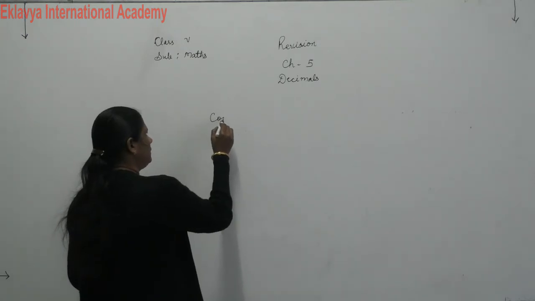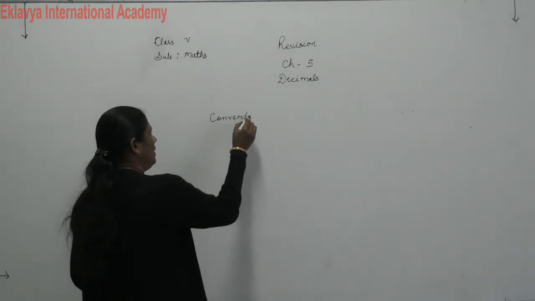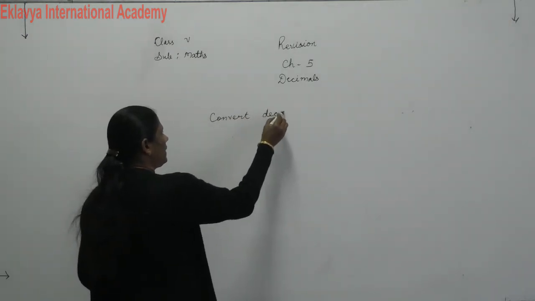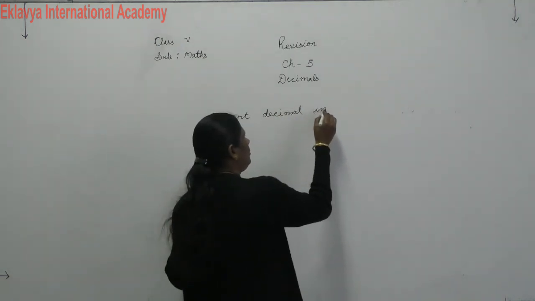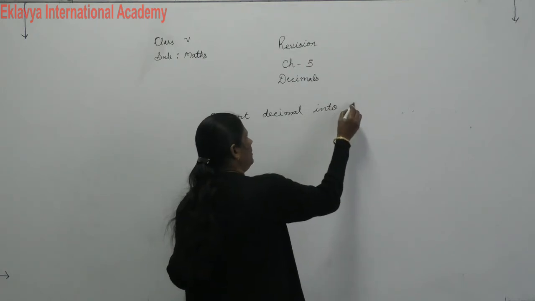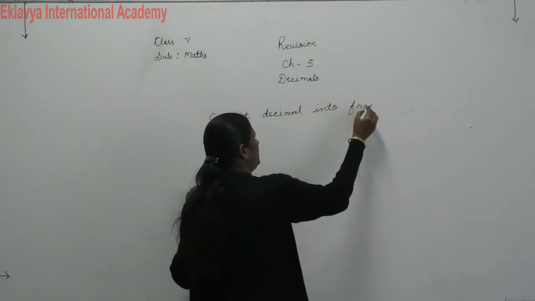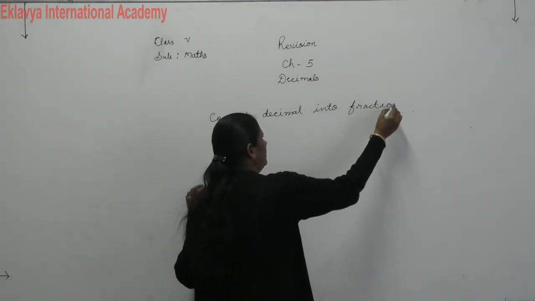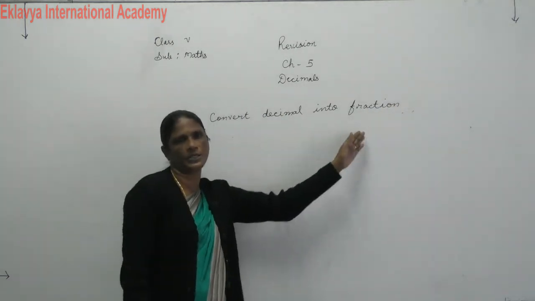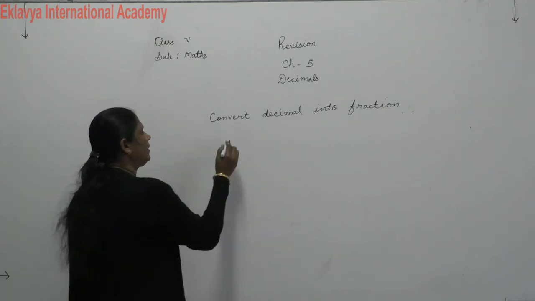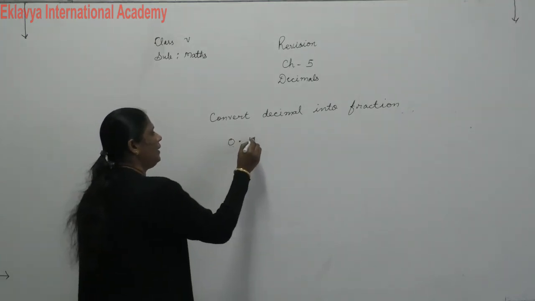Convert decimal into fraction. Decimal into fraction. Convert decimal into fraction. Then here, look here, 0.13.